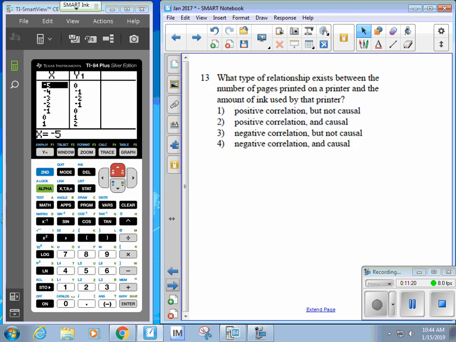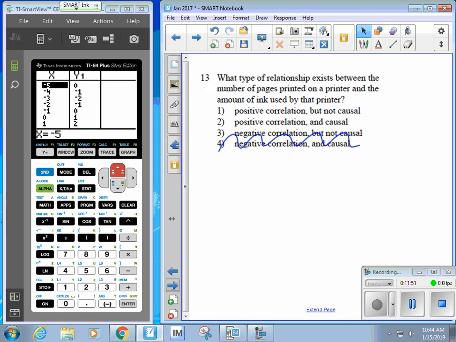Number 13 says, what type of relationship exists between the number of pages printed on a printer and the amount of ink used by the printer? So first off, if one goes up, the other goes up. You print more pages, you're using more ink. When one goes up and the other goes up, that's a positive correlation. Negative correlation is like when the more you text in class, the lower your grades are, right? Potentially, if you're texting too much. So that would be a negative correlation. When one thing increases, the other thing decreases. This is a positive relationship.